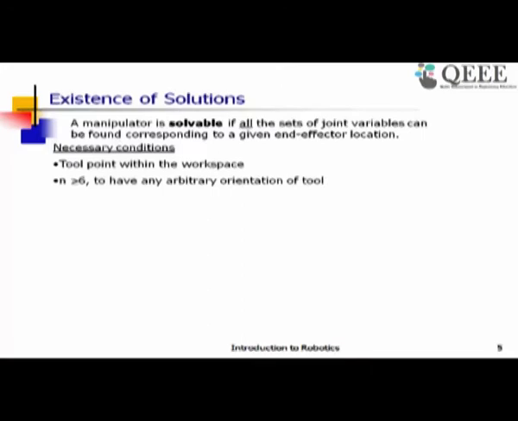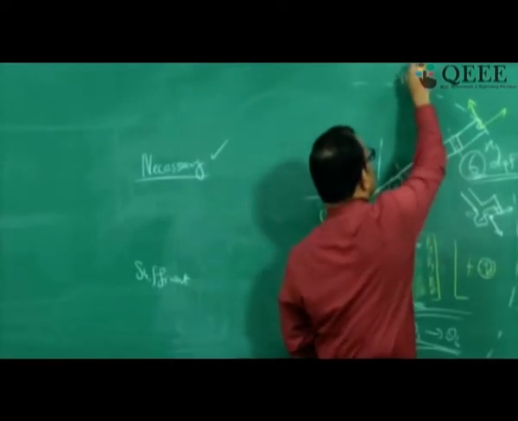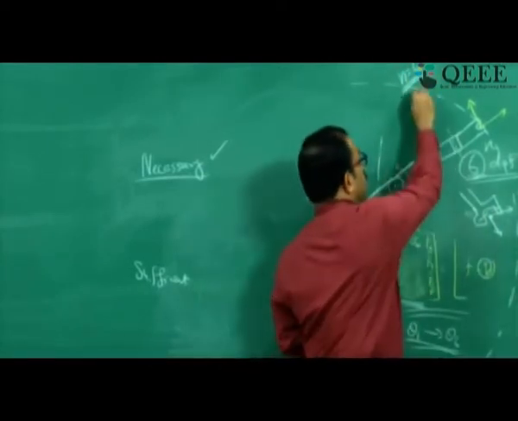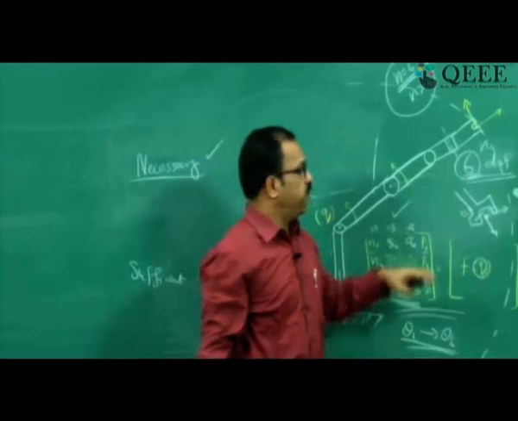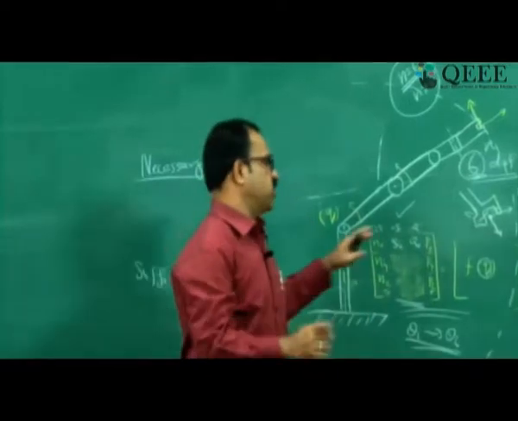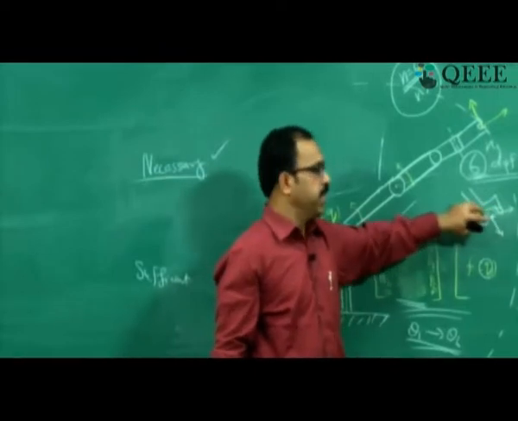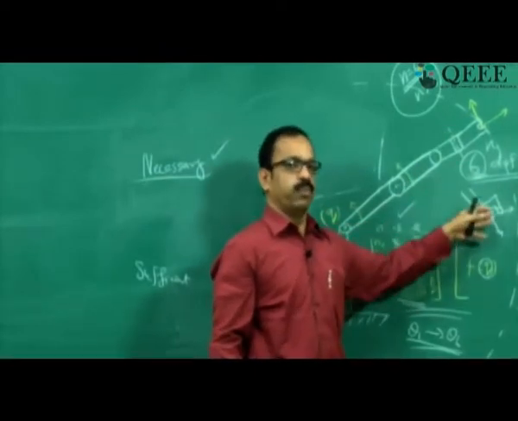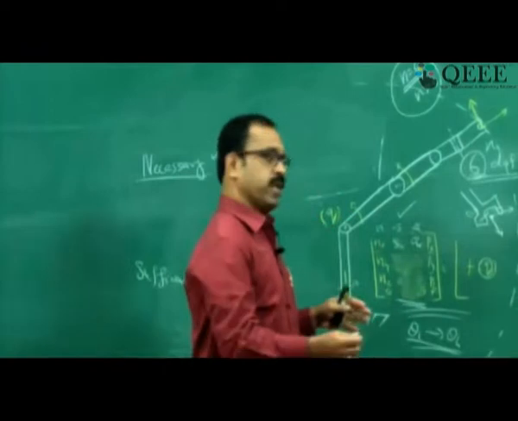And the second condition is that if the number of degrees of freedom is equal to 6 or more than 6, then only all the orientations can be found out. I mean, if you have n equal to 6 or n more than 6, that means you will be able to get any orientation at the tooltip. If n is less than 6, then you won't be able to get all the orientations. So some orientations will depend on other orientations. If n is equal to 5, you will be able to get only 2 orientations independently. The third one will be a function of the first 2. So if n is 6 or more, then only you can suggest an arbitrary orientation.